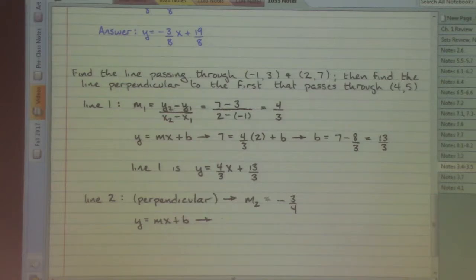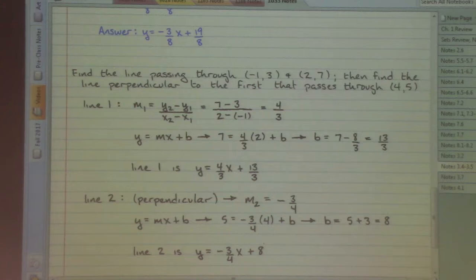The point that they gave us has a y value of 5. The slope is the negative 3 over 4. The x value that they gave us in that point is a 4. We do not know the b. And what this will mean for us is, though, that b is going to be equal to the 5 plus 3. Hey, that's nice. 5 plus 3 is 8. So line number 2 that we were looking for is y equals negative 3 over 4 x plus 8.